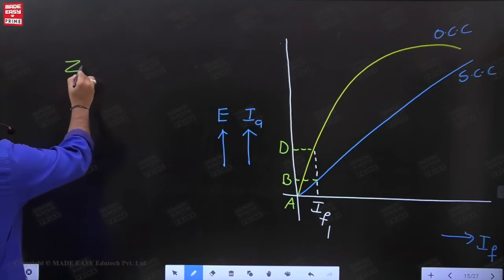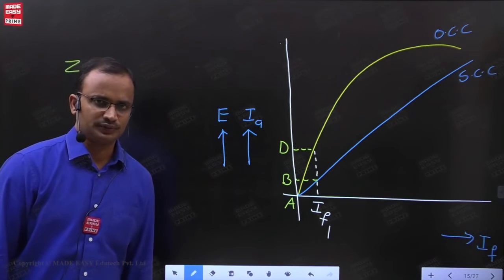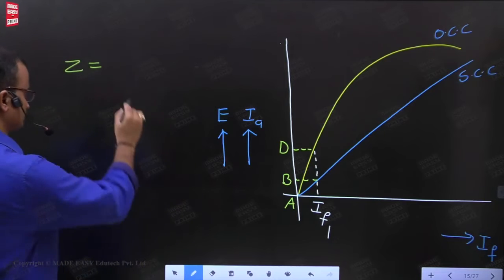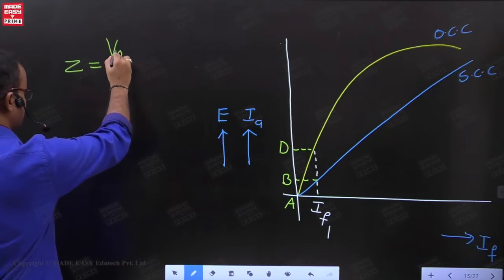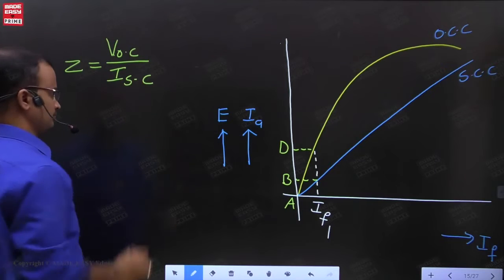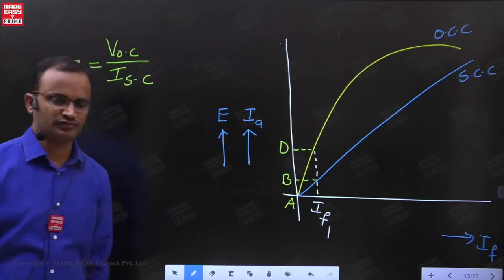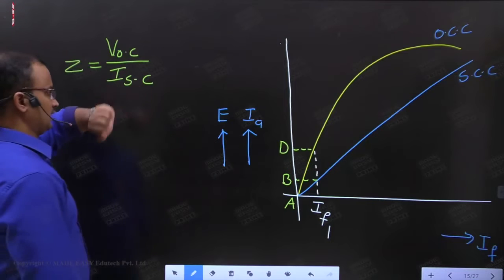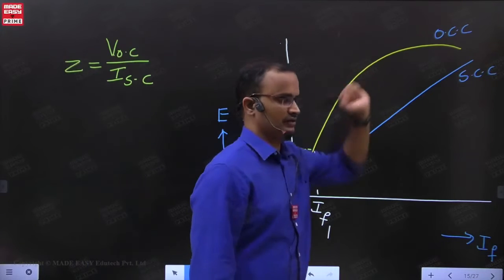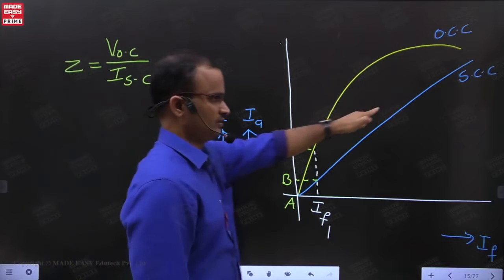In this one, I am simply using the application of Thevenin's theorem. Remember, in the case of Thevenin's theorem, equivalent impedance equals open circuit voltage by short circuit current. The same logic we are applying here. Every time, open circuit voltage is obtained from the OCC and the short circuit current is obtained from the ACC.